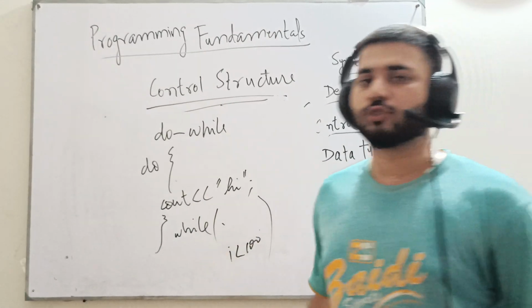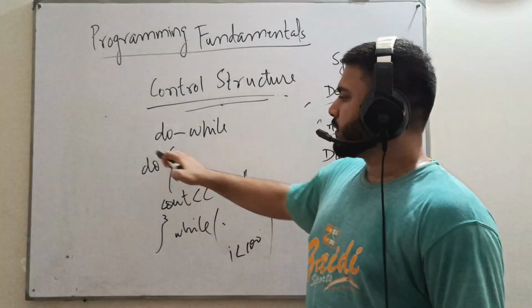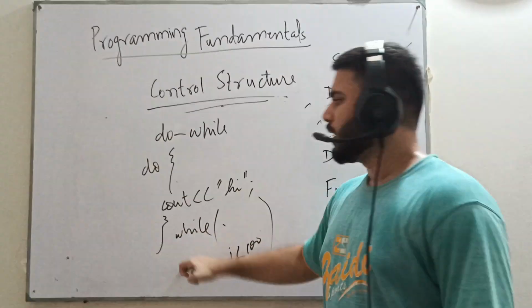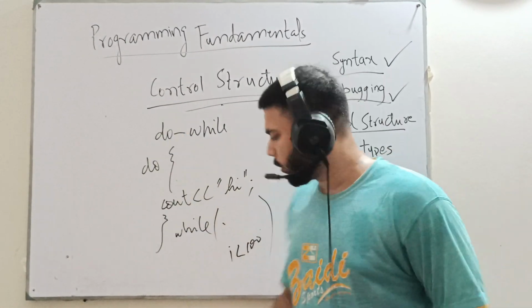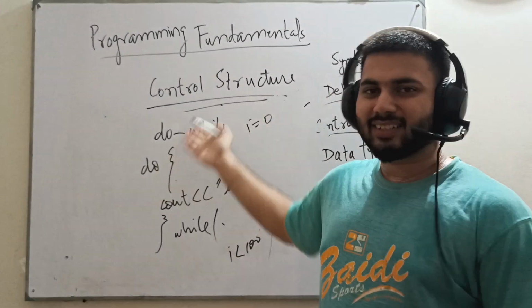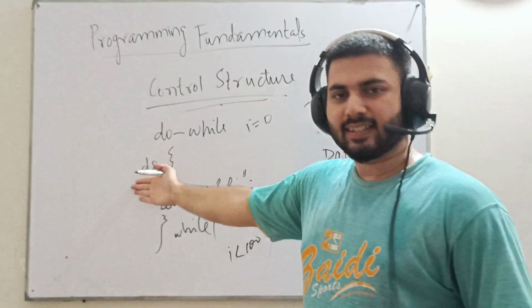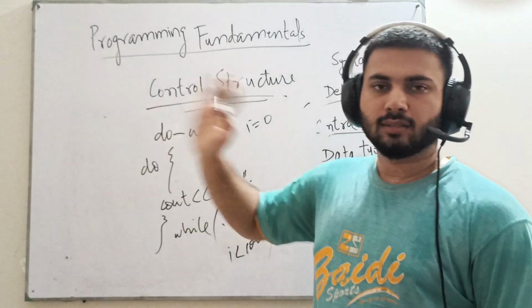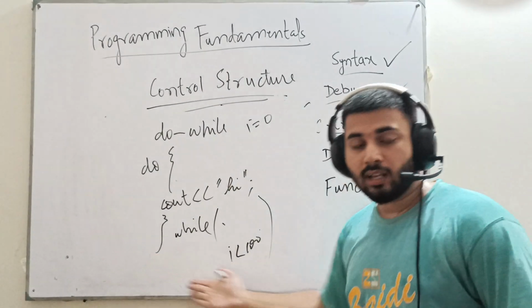It's not commonly used. Why? Because this loop is going to do something even before checking the condition. You know what's going to happen? i is equal to 0. It doesn't even care that i is equal to 0. It's just going to do cout hi, hello. Then it's going to check while i is less than 100.